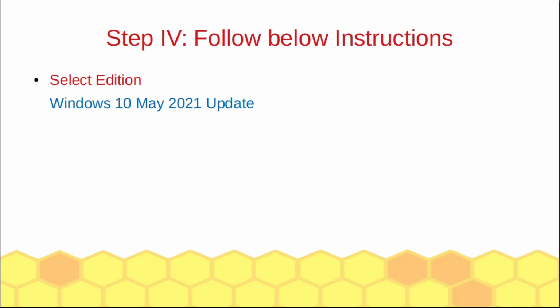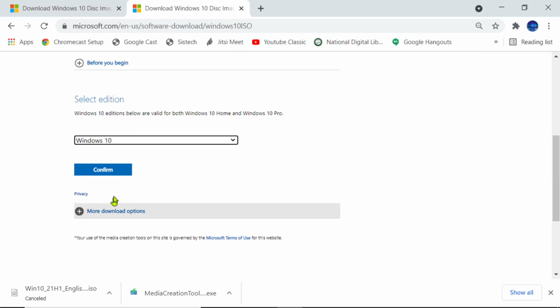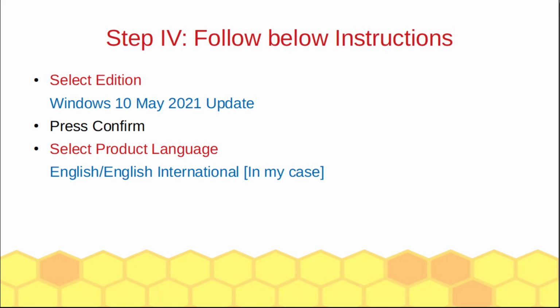Now some questions are asked. Follow them. Asking for edition, select Windows 10 May 2021 update. Press confirm.